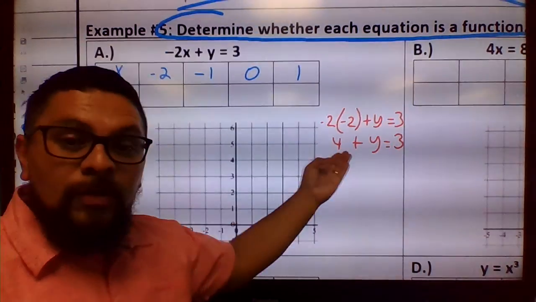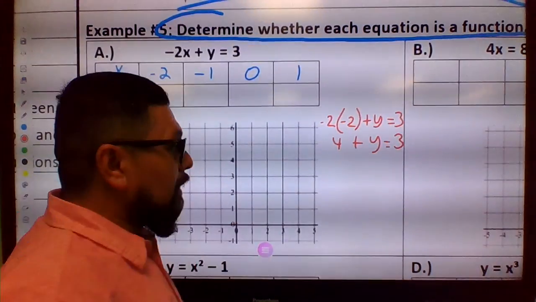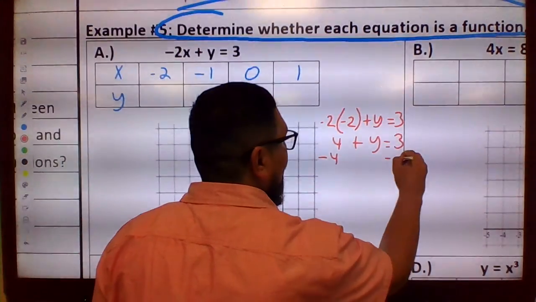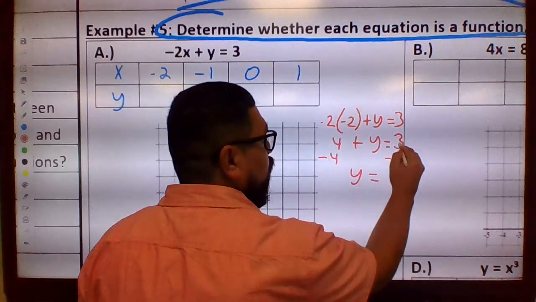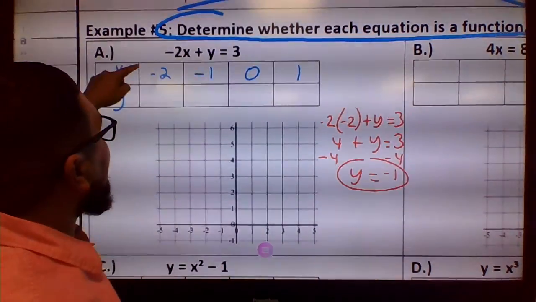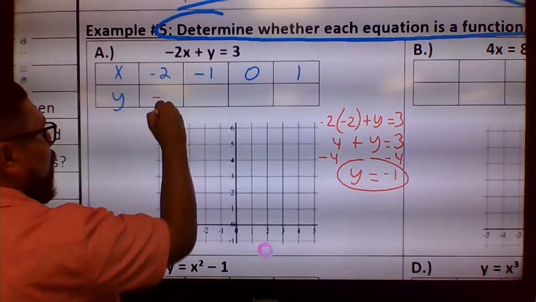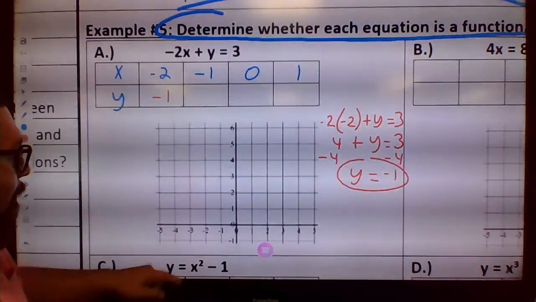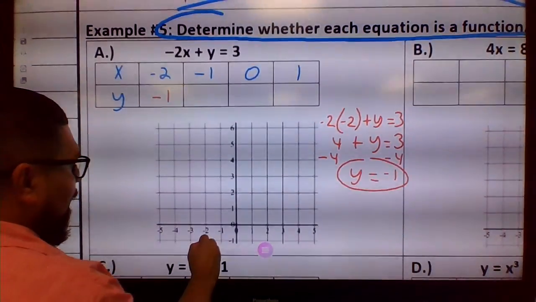This is a one-step equation that you learned last year. So you subtract 4, Y equals 3 minus 4, which is -1. So when X is -2, Y is -1. So the point is (-2, -1).